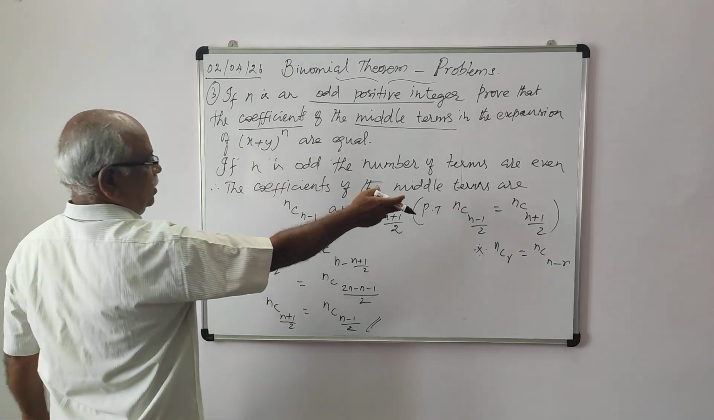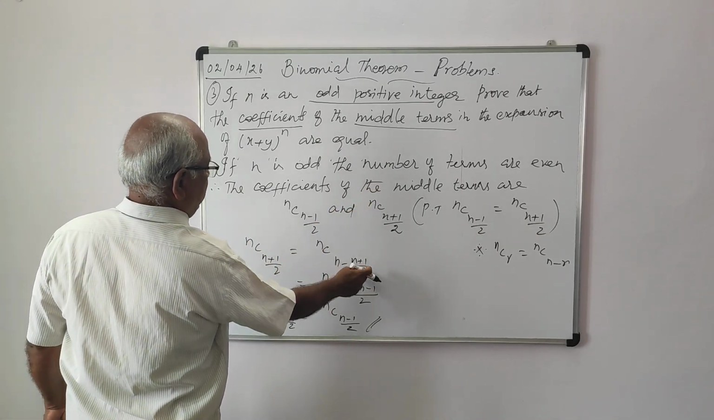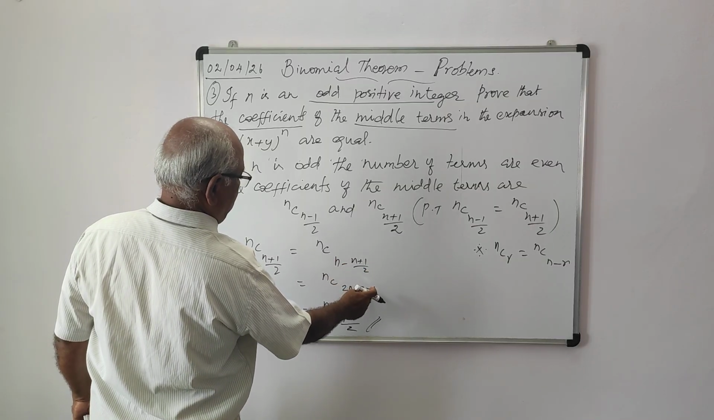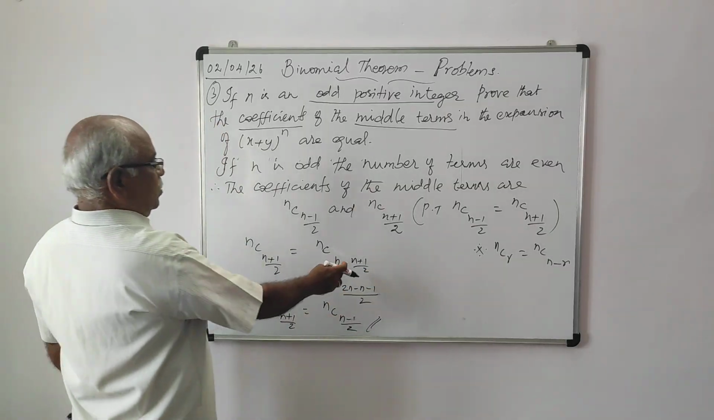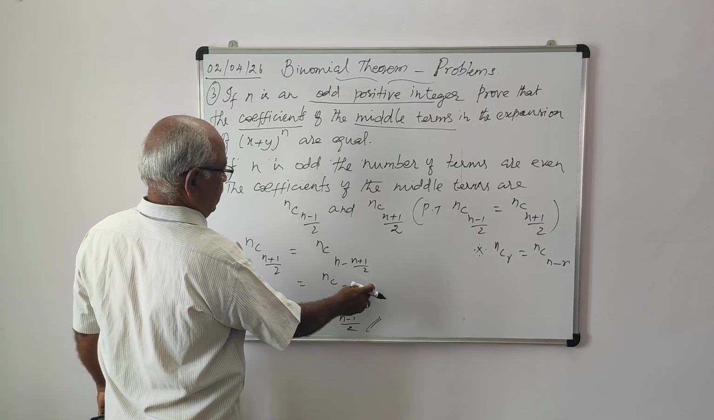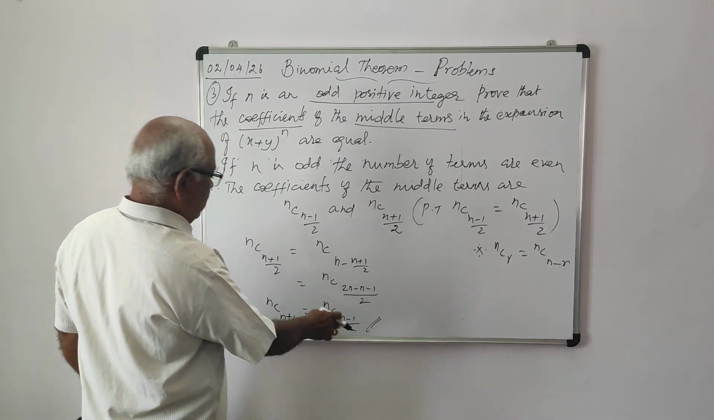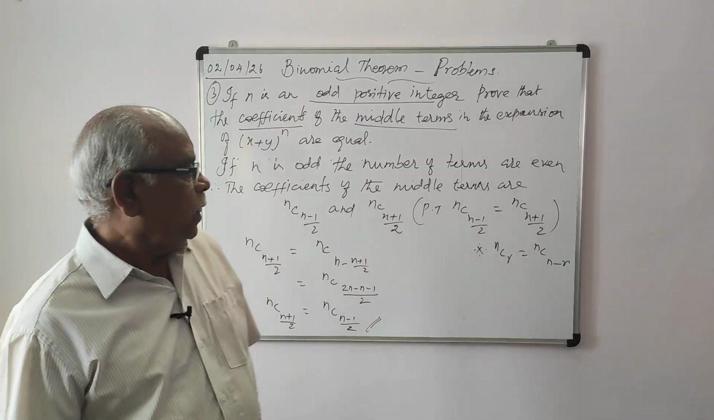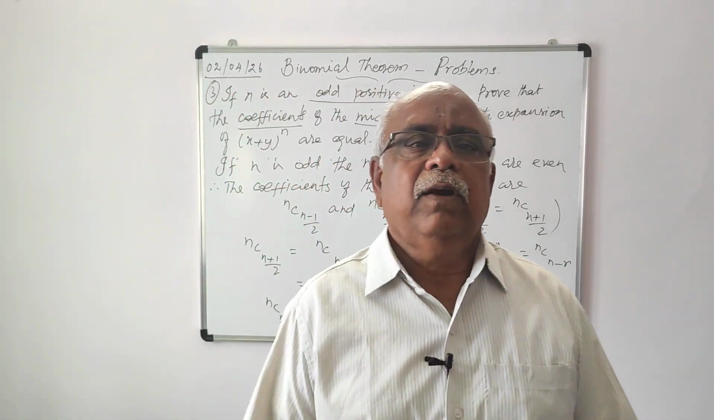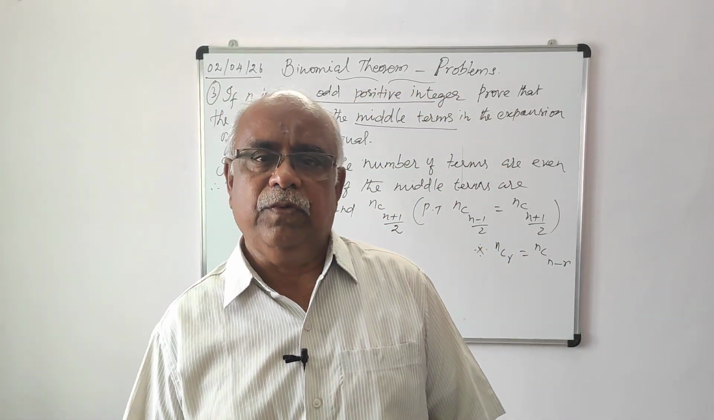Here, in the rule nCr equal to nC(n minus r), இந்த மைனஸ் உள்ள பார்த்தீங்கன்னா 2 LCM எடுக்கும்போது இது 2n minus n minus 1, subtract பண்ணால் n minus 1. That's all about the problem. So thereby I conclude the topic binomial theorem, and we will start a new topic in our next video. Thank you.